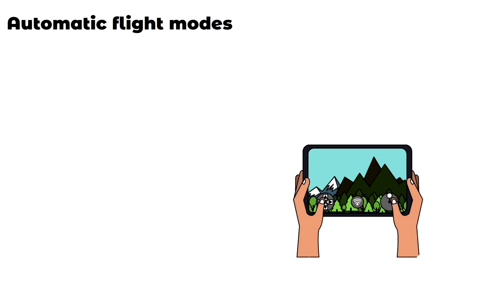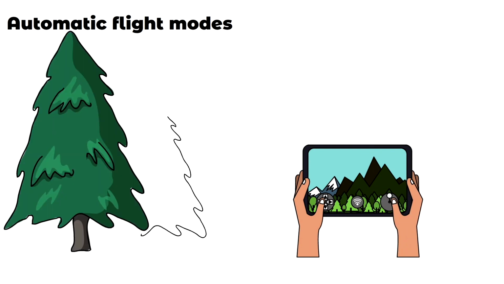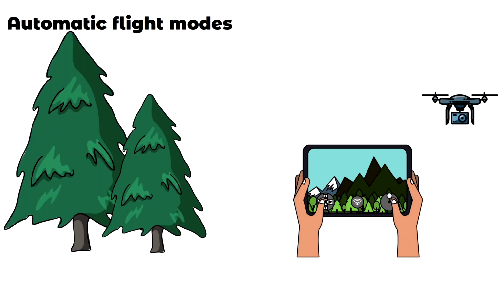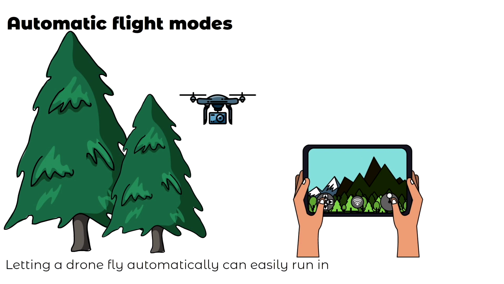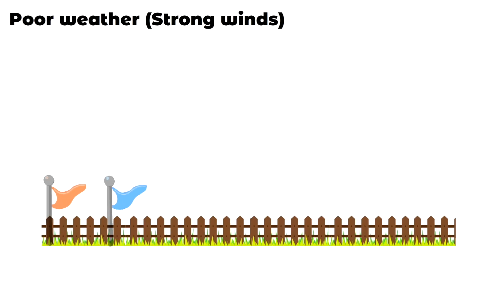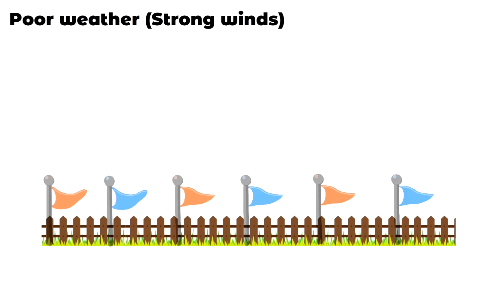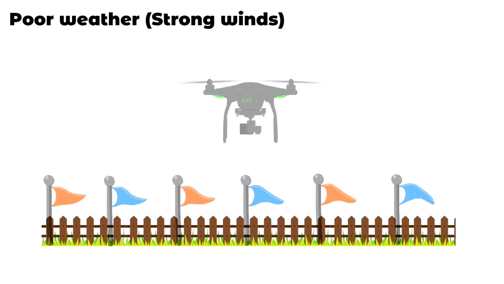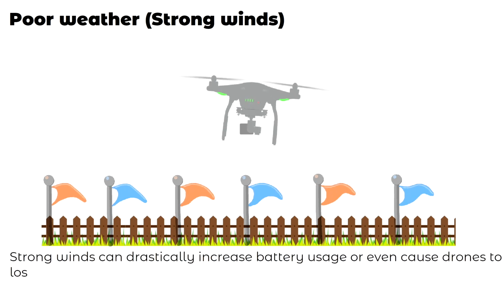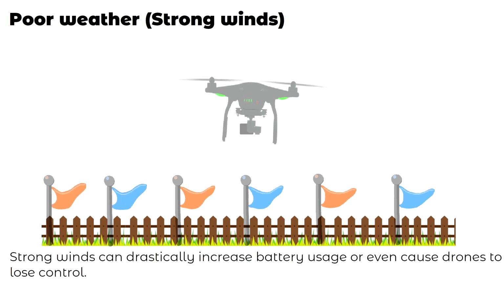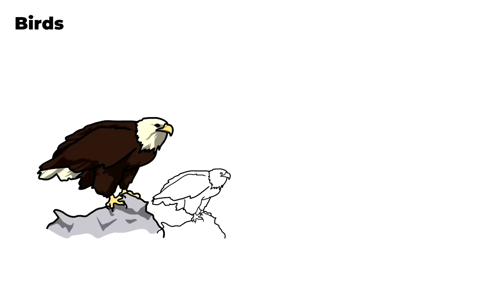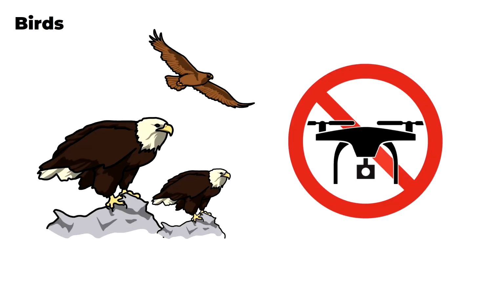Automatic flight modes. Autonomous flight and camera modes have now become pretty common, especially in high-end drones. Poor weather. Drone crashes and flyaways are often caused by prevailing winds. Birds. Birds are the original rulers of the sky, and we're just visitors in their domain.